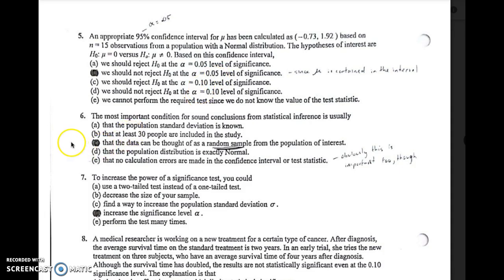Question 6, the most important condition for sound conclusions from statistical inference is usually that the data can be thought of as a random sample from the population of interest. If you don't have a random sample, you have a biased sample in some sense, and your data is not going to be reliable.